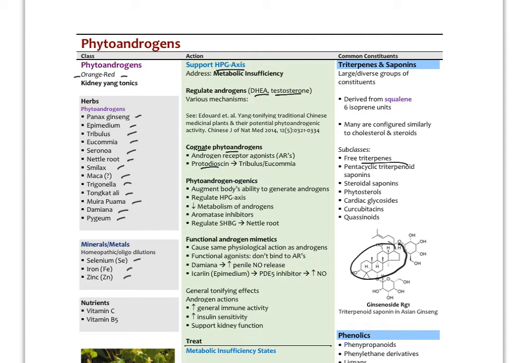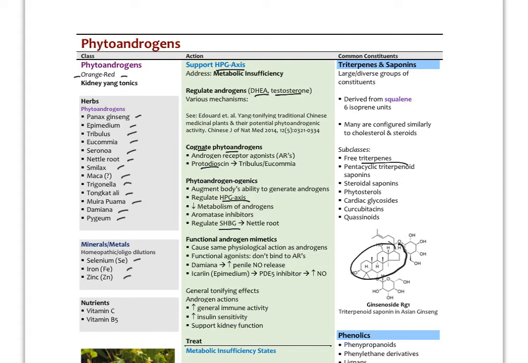There are phytoandrogenogenics, and these essentially are regulating the HPG axis by increasing LH secretion. And they're probably also slowing down the elimination of androgens through metabolism. Some of them are aromatase inhibitors, and some of them regulate the sex hormone binding globulin. So nettle root, for example, we think downregulates sex hormone binding globulin production in the liver, and that's going to result in more free testosterone to the tissues.